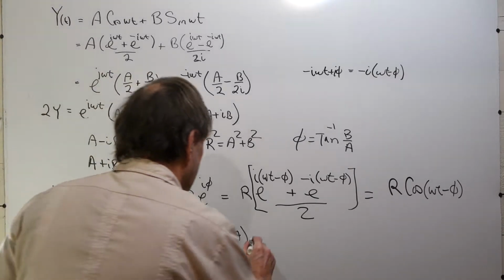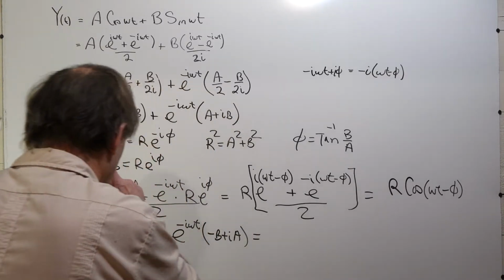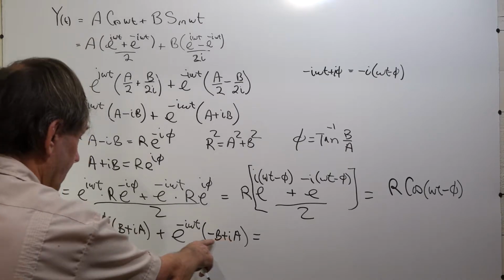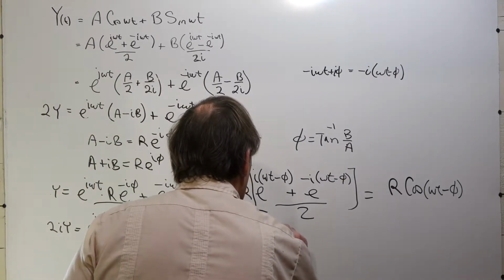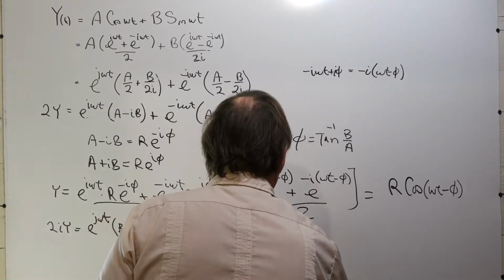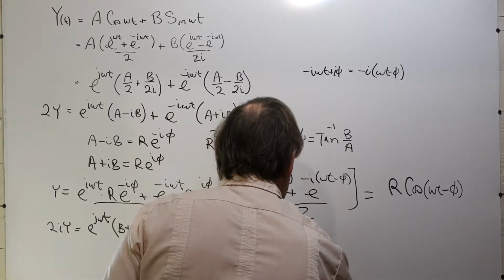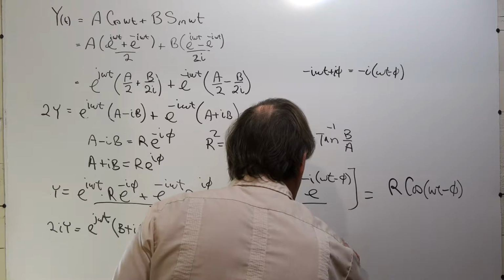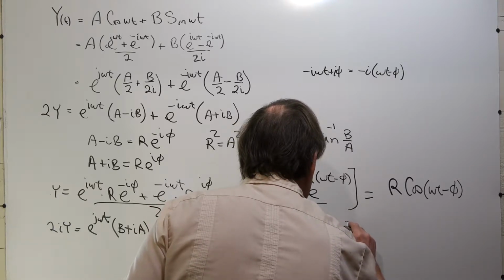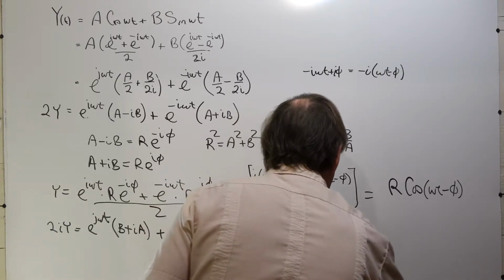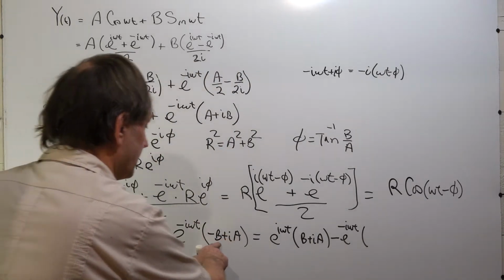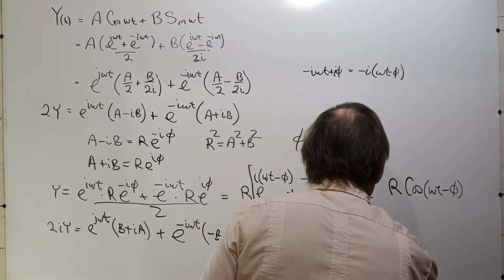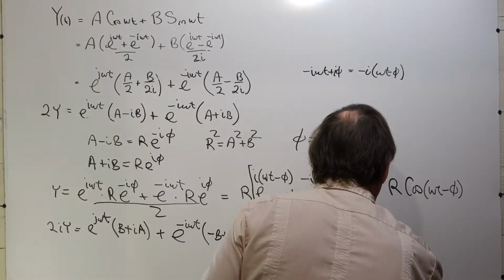And I can rewrite this now in a form where I'm going to pull out a minus sign. So we have e to the i omega t times B plus iA, minus e to the minus i omega t times, I'm pulling out the minus sign, so we have B minus iA.